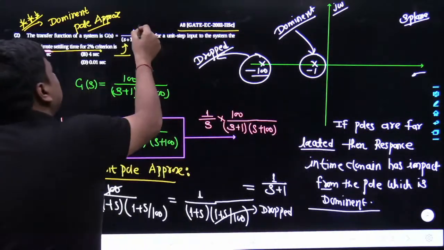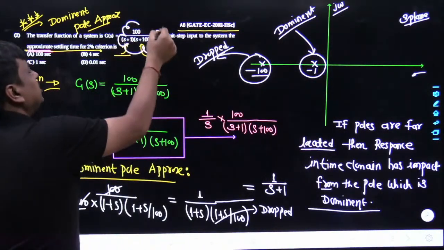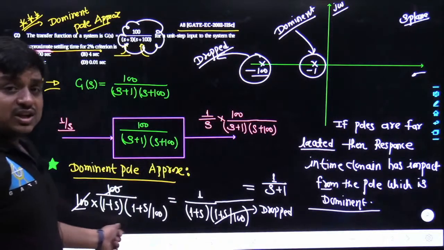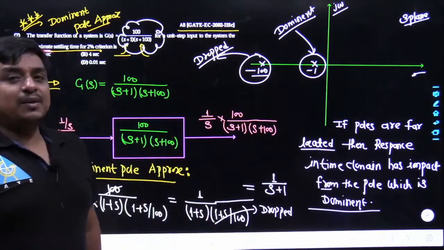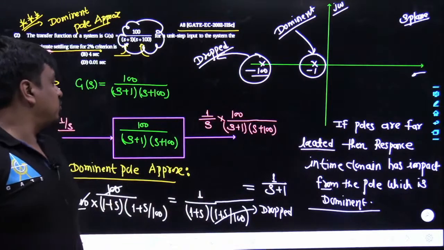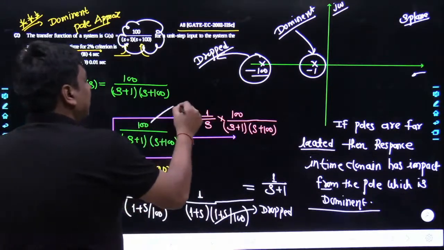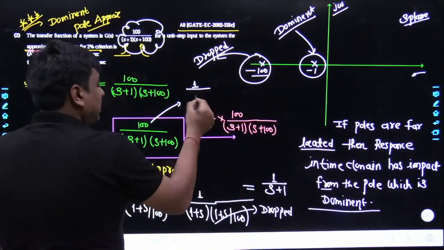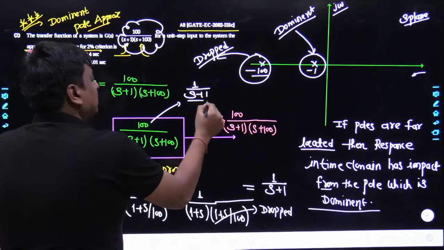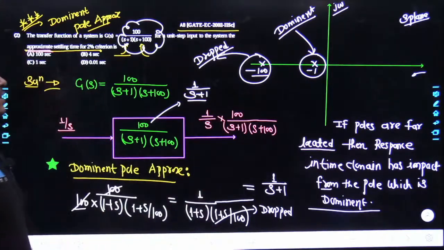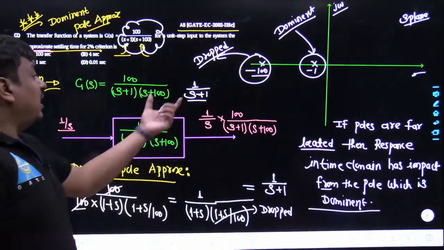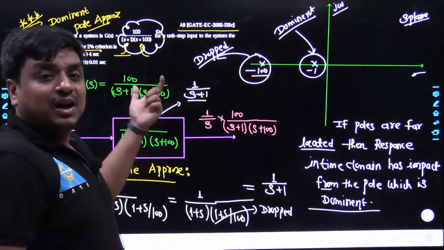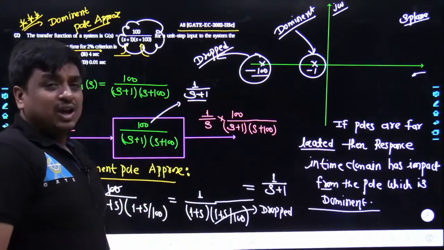First you had to convert this transfer function into the standard form of the transfer function, which I did, and now you can drop a non-dominant pole which was kept at -100. So this system can be easily approximated as 1 divided by (s plus 1). Till this point nobody should have any doubt. That means this system has been approximated by 1 divided by (s plus 1), and what does that mean?